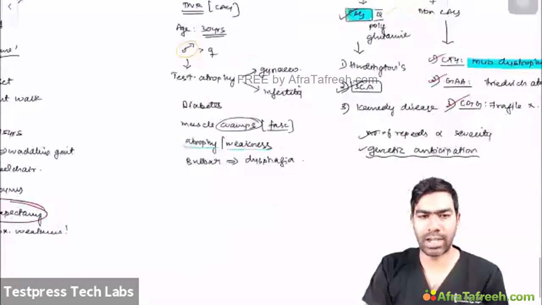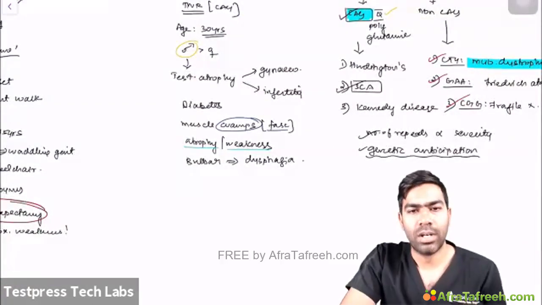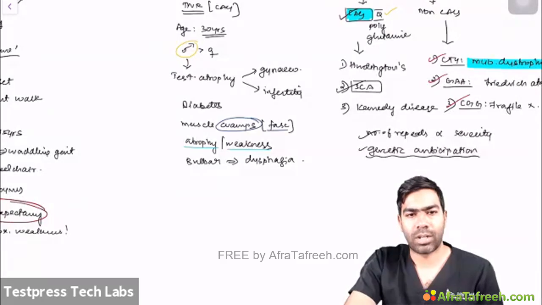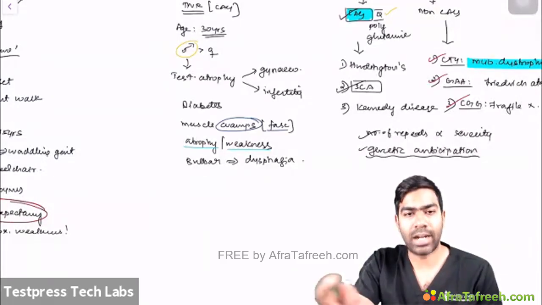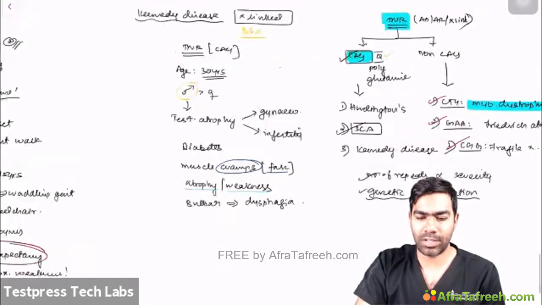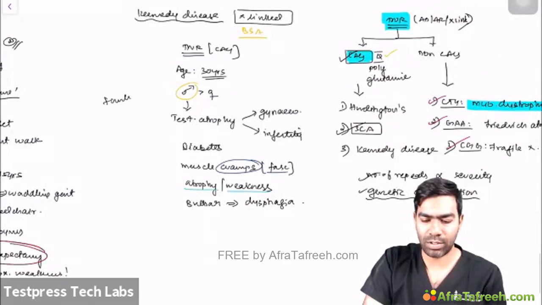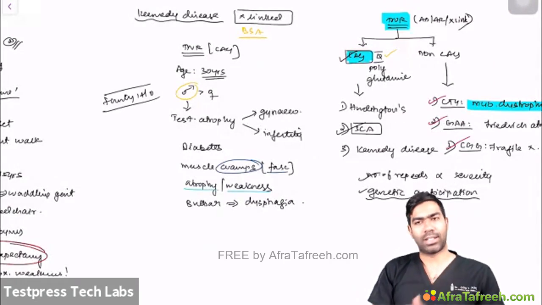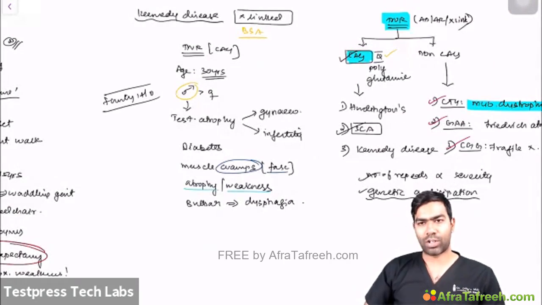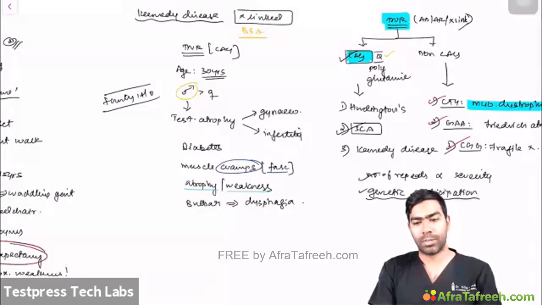So this is Kennedy disease. And more often Kennedy disease patients will have family history. That's also very important, and this can be a very useful clue whenever it comes to other diseases in exams. Many of the other MNDs we talked about will not have family history properly, but this will have a strong family history, which is very, very important.